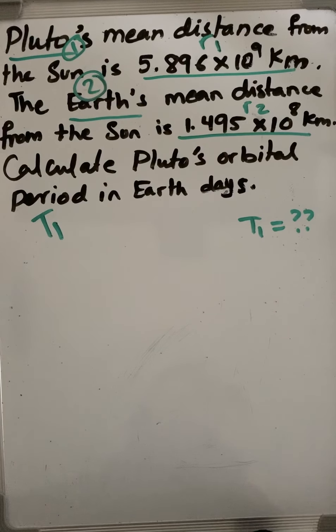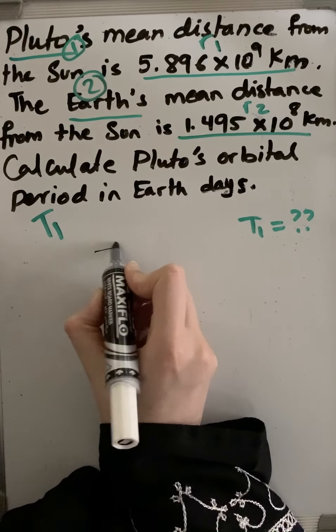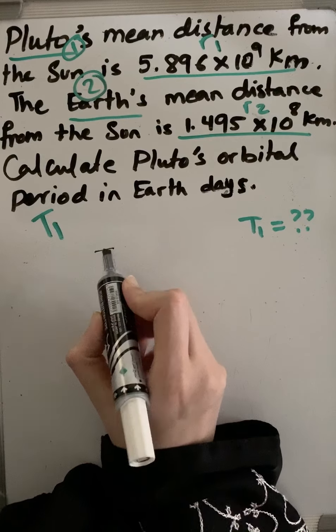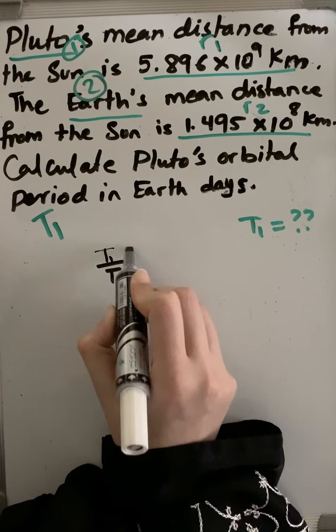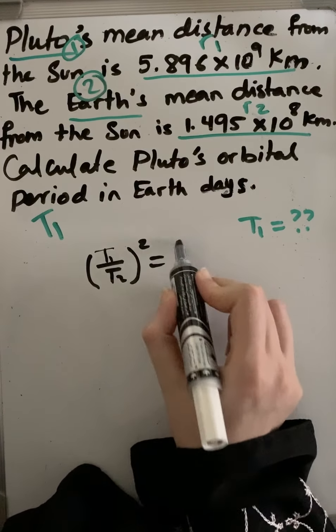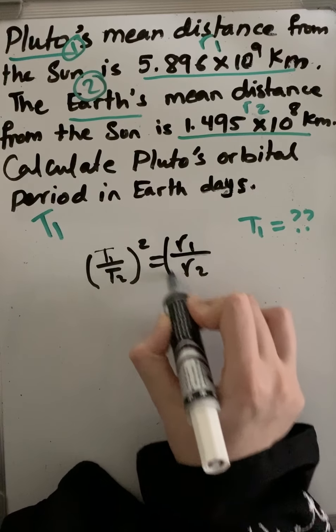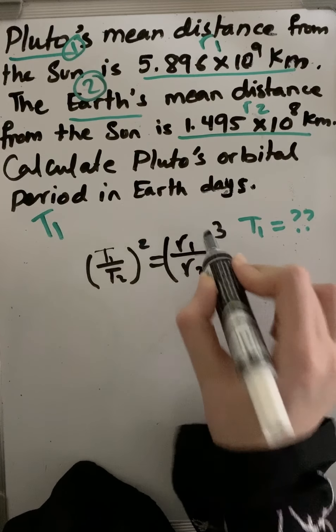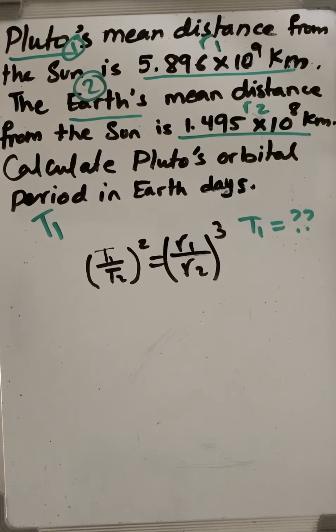The formula of Kepler's third law is T1 divided by T2 squared equals R1 divided by R2 cubed. Now let us start substituting.